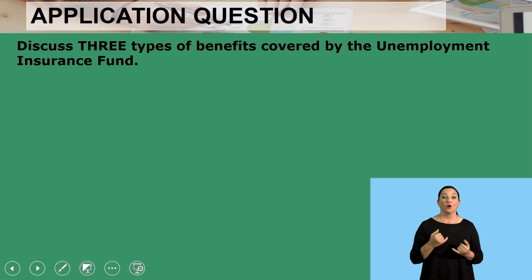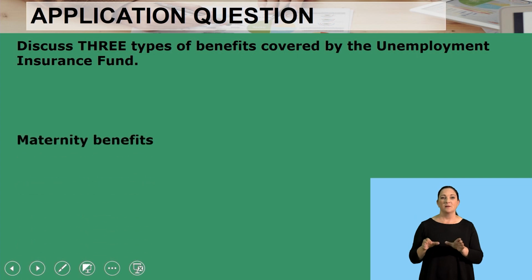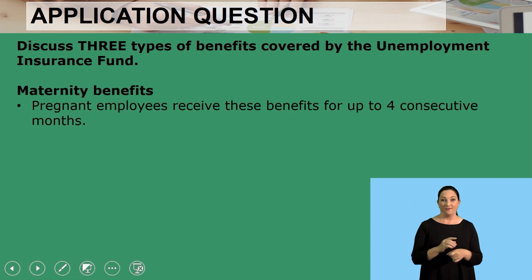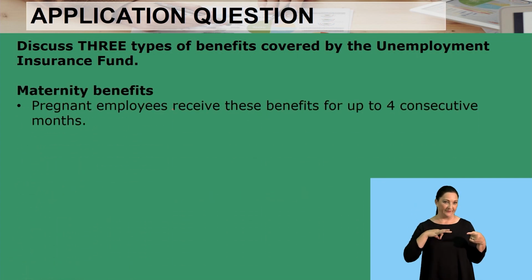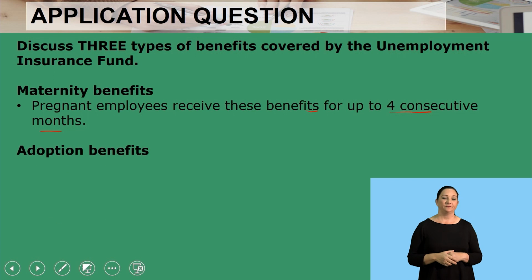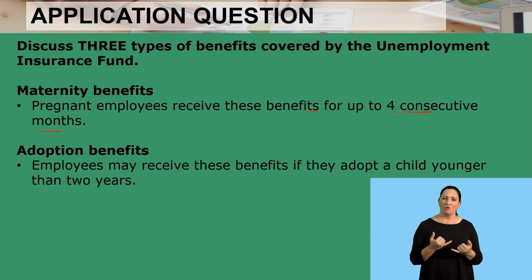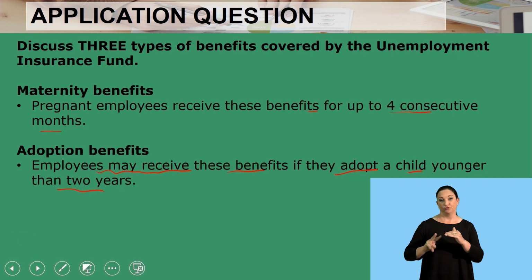Then discuss 3 types of benefits covered by the unemployment insurance fund. The first one is the maternity benefit. Employees will receive these benefits for up to 4 consecutive months, because this means they cannot have their source of income due to being pregnant and failing to perform their job. And then adoption benefit, for employees in the process of applying for adoption. Employees may receive these benefits if they adopt a child younger than 2 years of age.